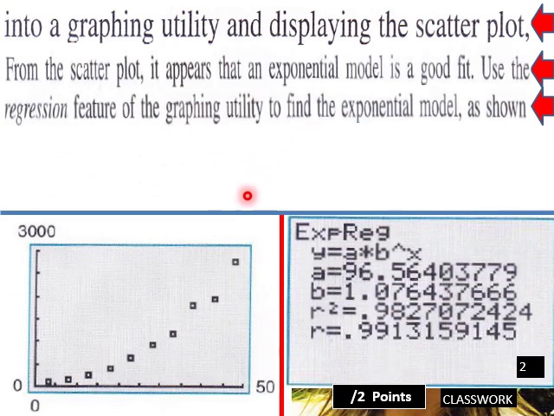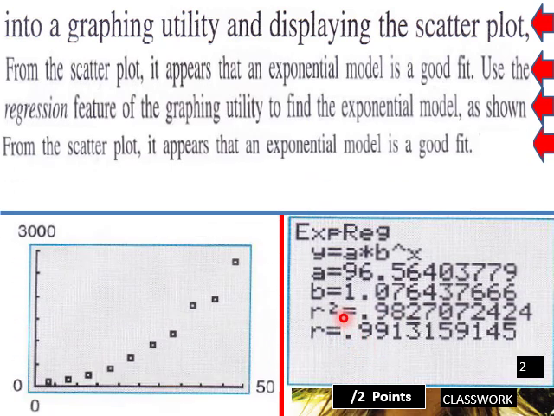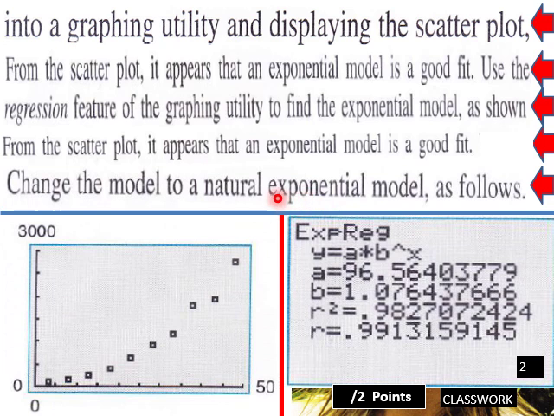Use the regression feature of the graphing calculator to find the exponential model as shown. And then after we do that, here's a times b to the x. A would be 96.5, b would be 1.07, and then once we do that, we come up with our coefficient of determination here at 0.98, and our R factor would be 0.99. So it does look like a pretty good fit here. Our R squared is 0.98.